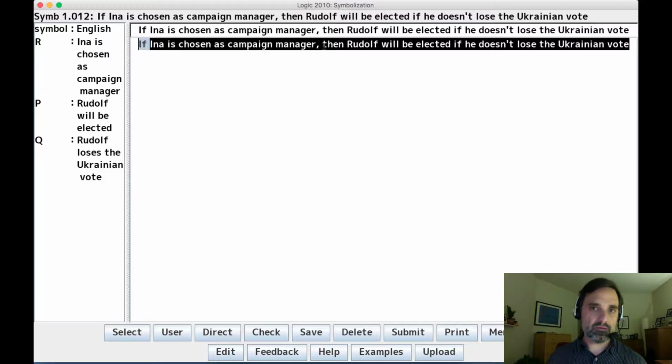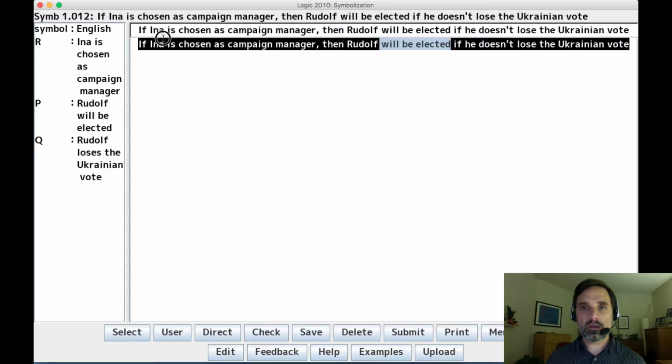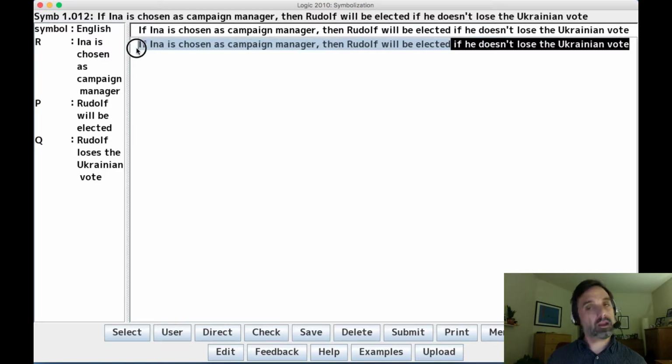So here we have an if, here we have a then, and here we have another if. And that's it, no negations. So it's going to be either this if is the main connective or this if then is the main connective. Both of them pass the removal test. If this is the main connective, then here's one sentence. That would be the antecedent. And there's another. So that could be the main connective. It passes the removal test.